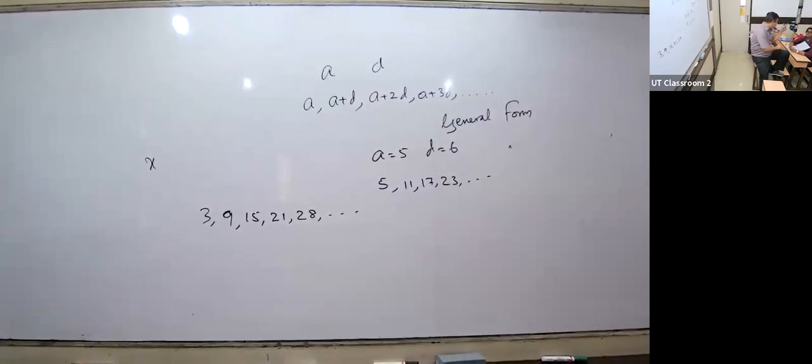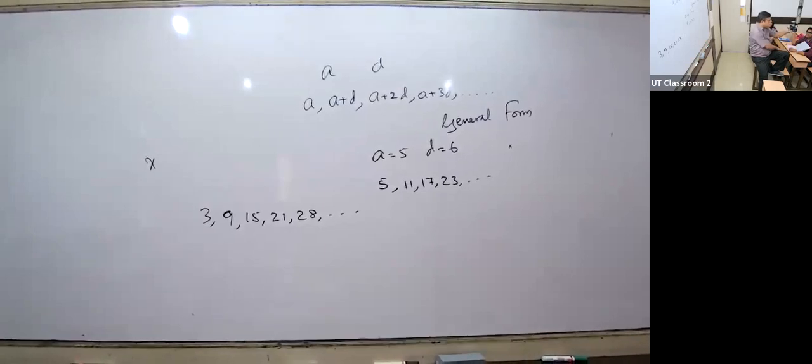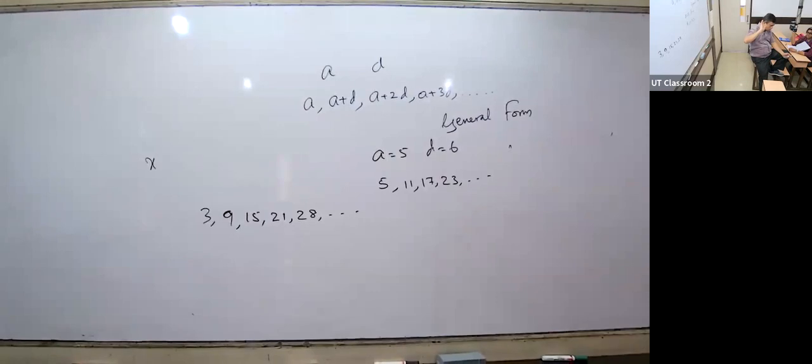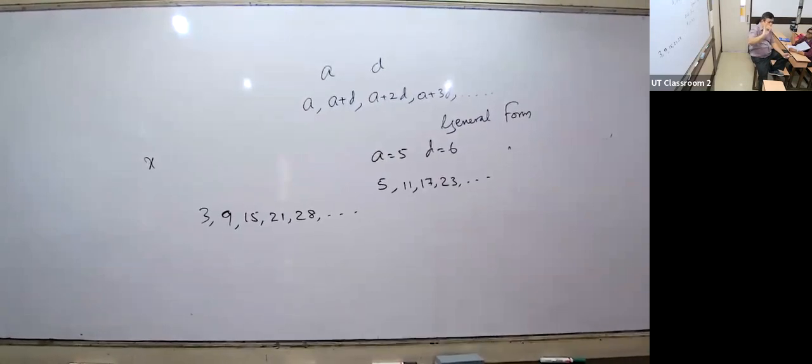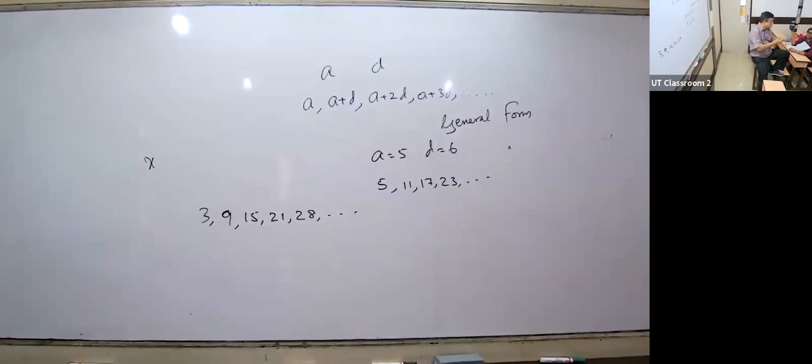Okay, so in an AP, what is the first term? A. Remember, it is T1. What is the value of T1? A. What is the second term? T2. T2 will be the same as A plus D. Understood now? So remember, what is the first term? A. What is the common difference? D. What is an AP? A plus D, A plus 2D, A plus 3D, and going on.